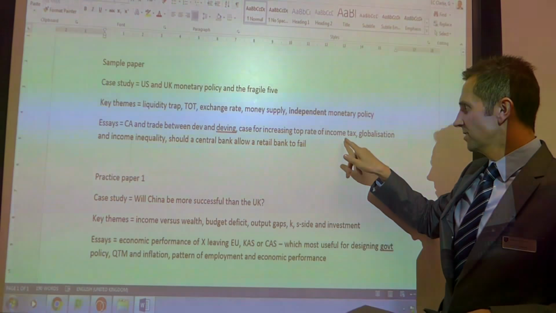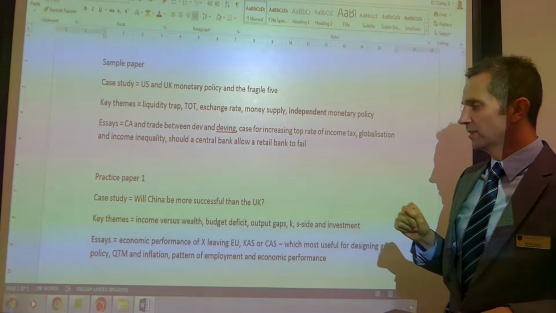Evaluate the case for increasing the top rate of income tax. 2. Globalization and income inequality. 3. And then, should a central bank allow a retail bank to fail? I'm paraphrasing there, but that was mainly what the question was. My students, we've learned a lot about that in recent times with Lucy Armstrong's visit. So that was the 4 essay questions on the sample paper.